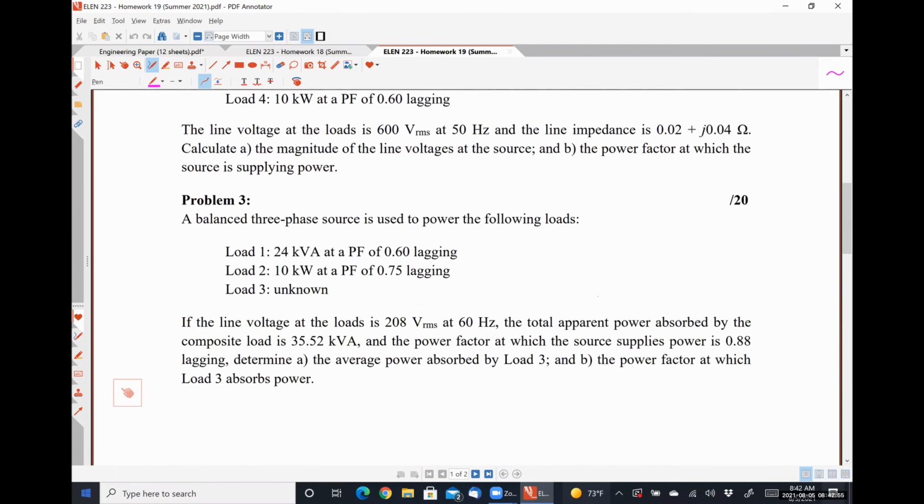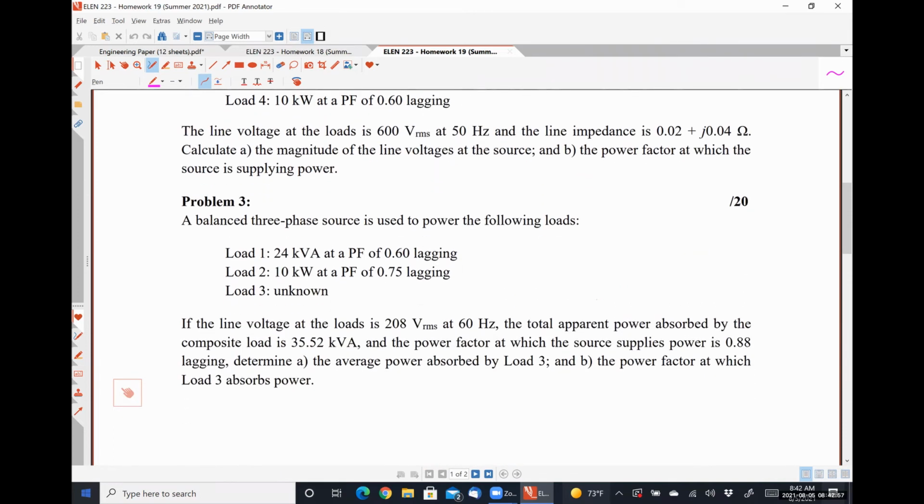Problem 3 is problems 1 and 2, but backwards, because now I give you the other information and ask you to tell me what one of the loads is. Yeah, you want the average power absorbed by load 3 and the power factor absorbed by load 3. So it's literally just the first 2 problems, but in a different order.